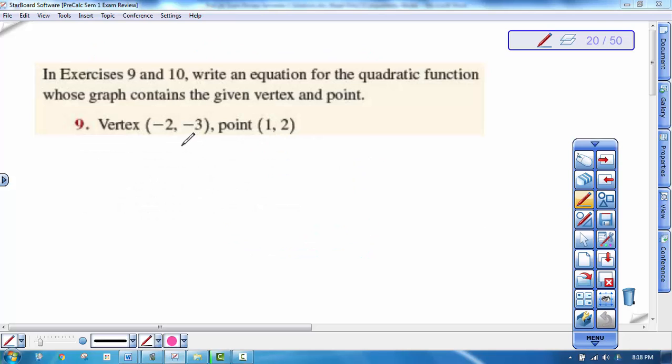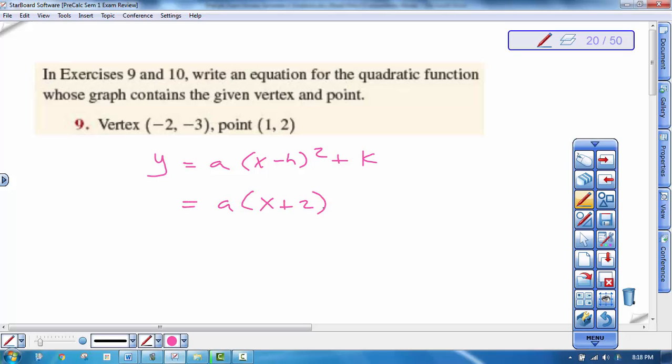Next problem wants us to write an equation for the quadratic function whose graph contains the vertex and point. I would use vertex form for this. And it says write an equation, it doesn't say what form to put it in, so we can leave it in this form when we're done. Double negatives cancel when I stick h of -2 in. K is -3. And they also give me one of these points, (1, 2), so I'm going to stick 1 in for x and 2 in for y and solve for a.